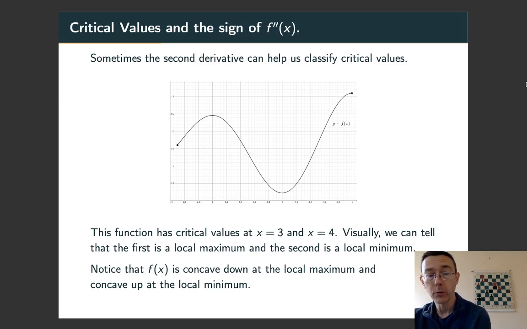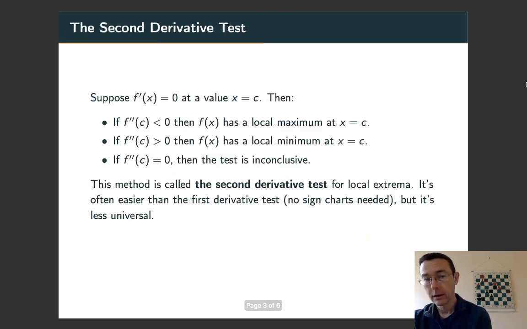Similarly, at x equals 4, there on the right, where we have the local min, the graph is concave up. The slope of the tangent line is increasing. As it turns out, this is completely universal. So suppose that we have a function that has a critical value at x equals c, such that the derivative of the function is 0 at that point. So it's a special sort of critical value.